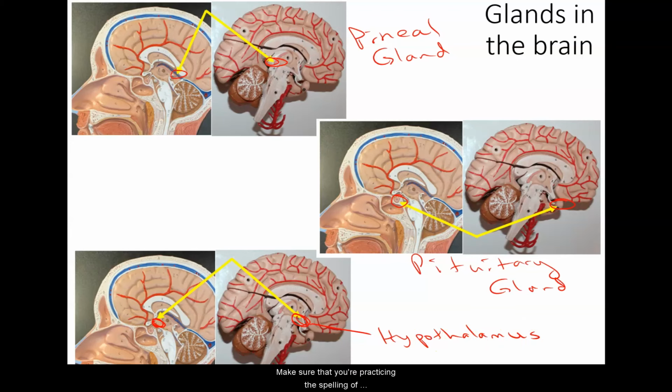Make sure that you're practicing the spelling of these structures, because this practical portion on the test will look very similar to previous practicals that you've had where you have to fill in the name of the structure and spell it correctly.